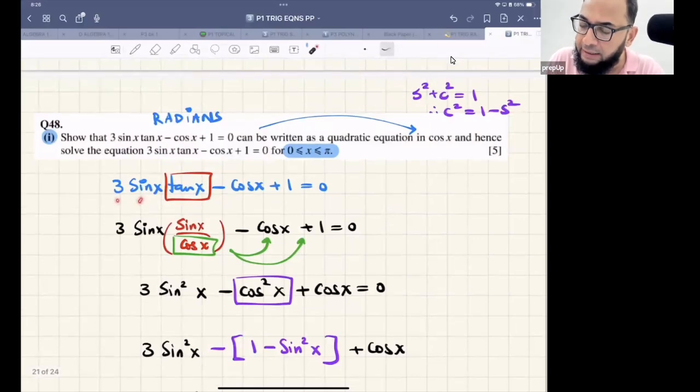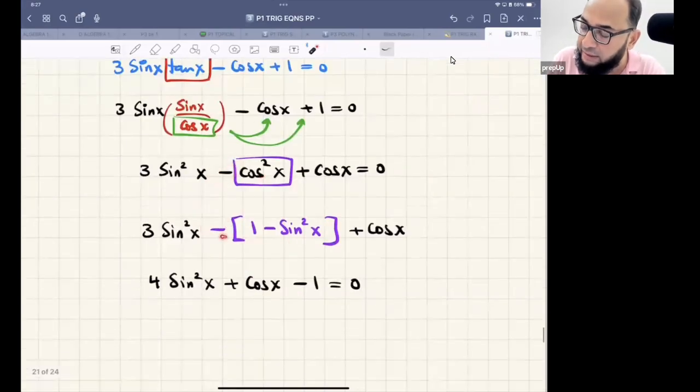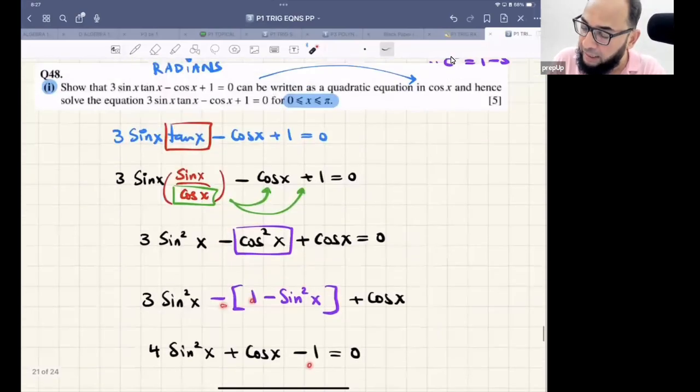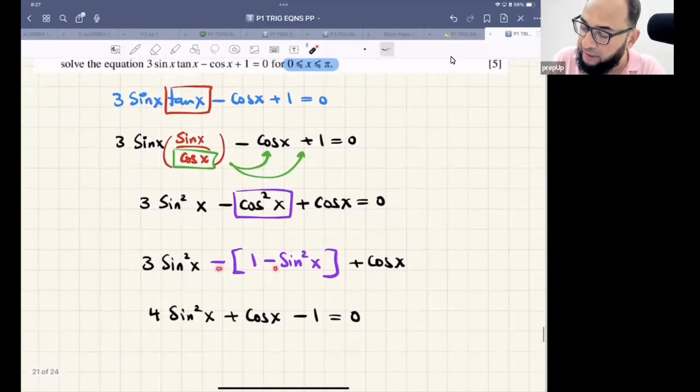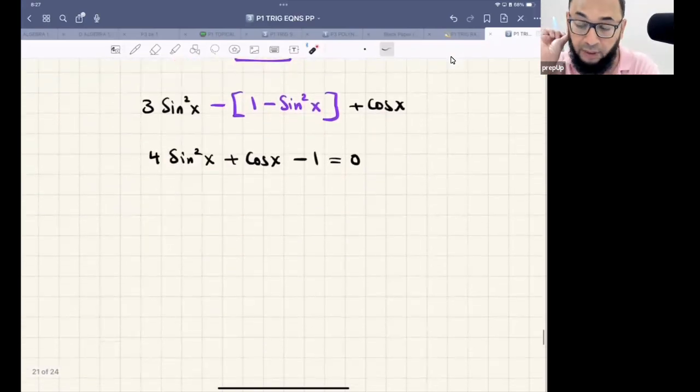Tan is written as sine over cos. Sine into sine, sine square, perfect. This negative cos is right over here, plus 1 is right over here. Cosine into cosine, that is cosine square x, cosine x into 1, that is cosine x. Minus cosine square is 1 minus sine square, this minus 1 goes over here, and minus and minus becomes a plus. That is 4, 3 plus 1 is 4, good, plus cosine minus 1 equals 0.